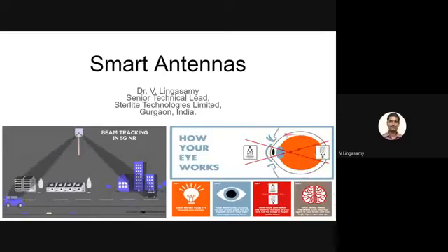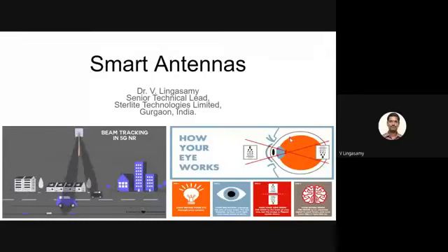The eye is doing what an antenna does. It transmits some electromagnetic signal, it gets reflected back, and then the eye perceives it and gives it to the brain to decide which object it is. So the brain is the smarter object here. The antenna is the eye, and the smart part is the brain. That is a smart antenna from the human body perspective.